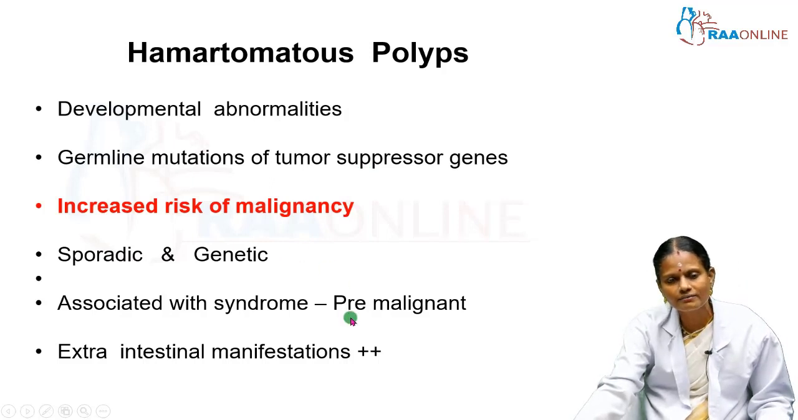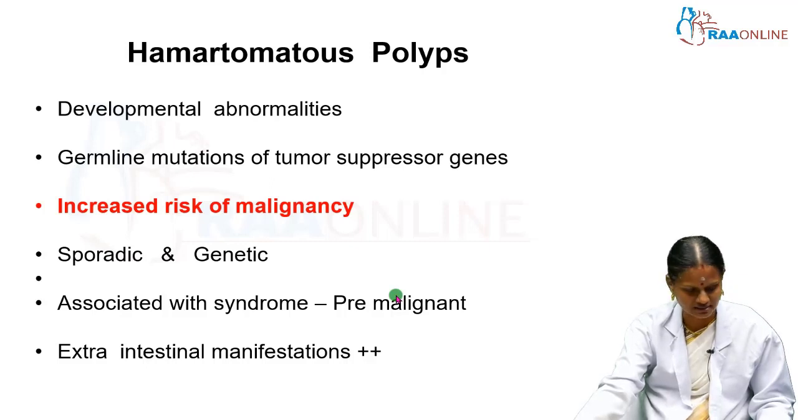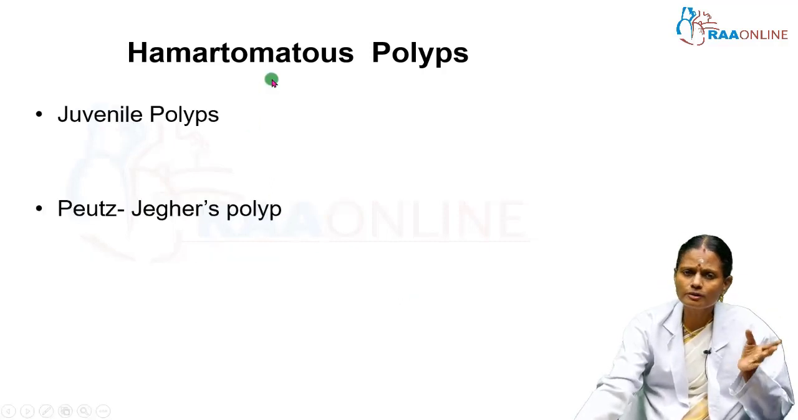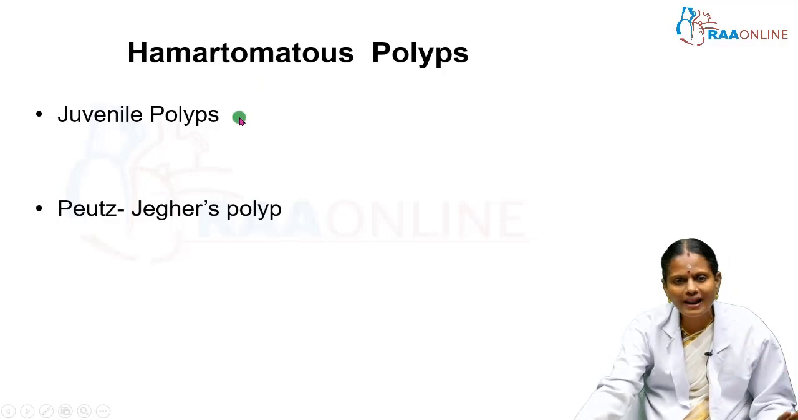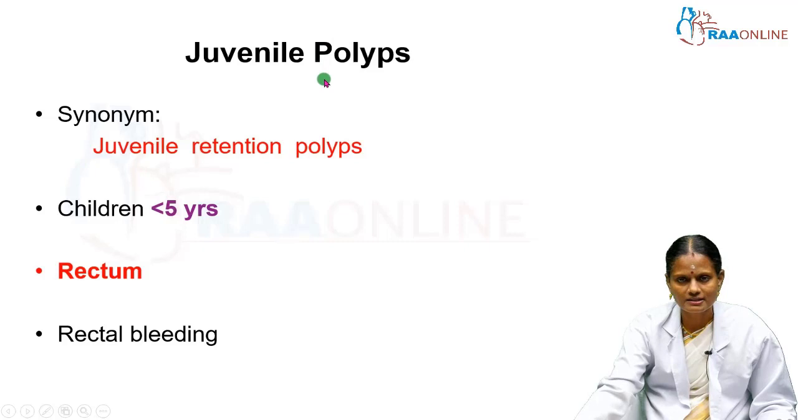If they are associated with a syndrome, we also have extra-intestinal manifestations in other sites, and they have an increased risk of turning into malignant carcinomas. These hamartomatous polyps are of two types, juvenile polyps and Peutz-Jeghers polyps. Juvenile polyp we shall see now.